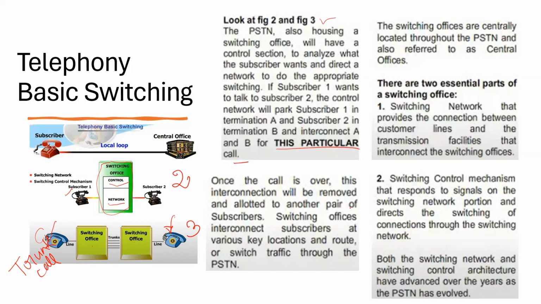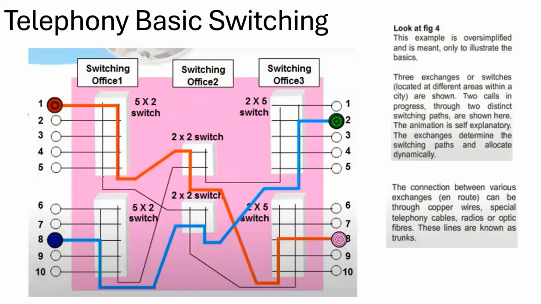So now there are two essential parts of the switching office. One is networking and one is controlling. Networking means establishing a connection from subscriber 1 to subscriber 2, and controlling means controlling the flow of data and the other processes. Say, for example, what should be the speed, and the billing information, the billing functions, will be done by this controlling unit. So this is the basic switching used in telephony.